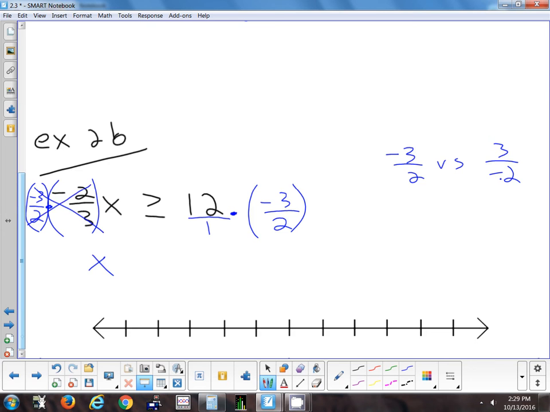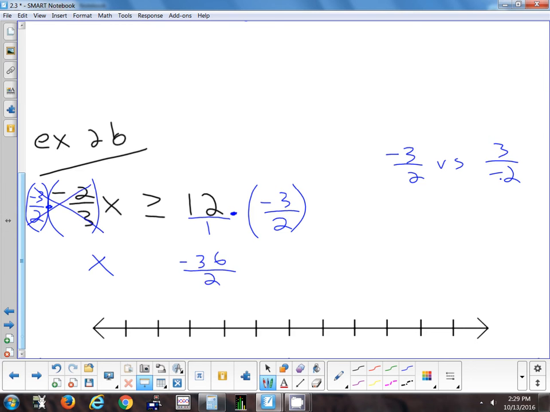multiply straight across. What's 12 times negative 3? Negative 36. Negative 36 divided by 1 times 2, 2. Now, I know I can reduce that. I'll worry about it in a second.